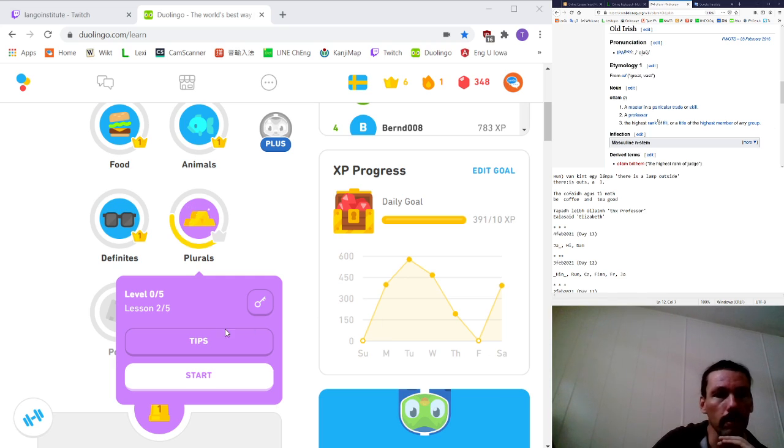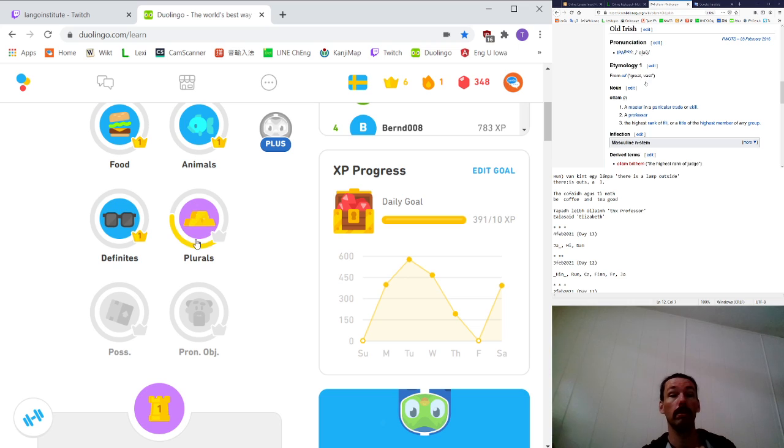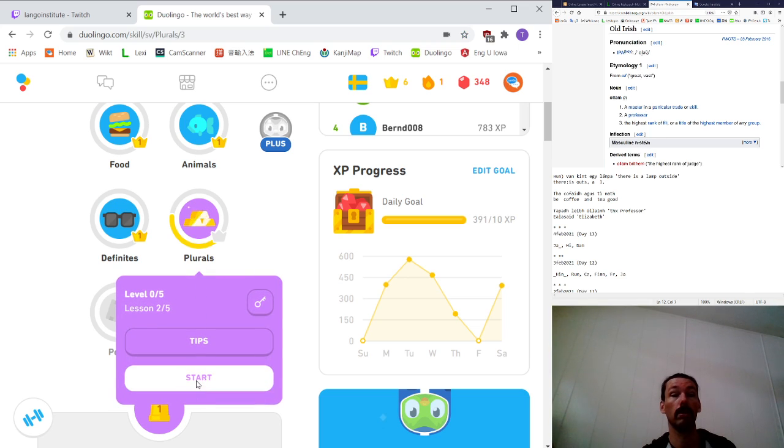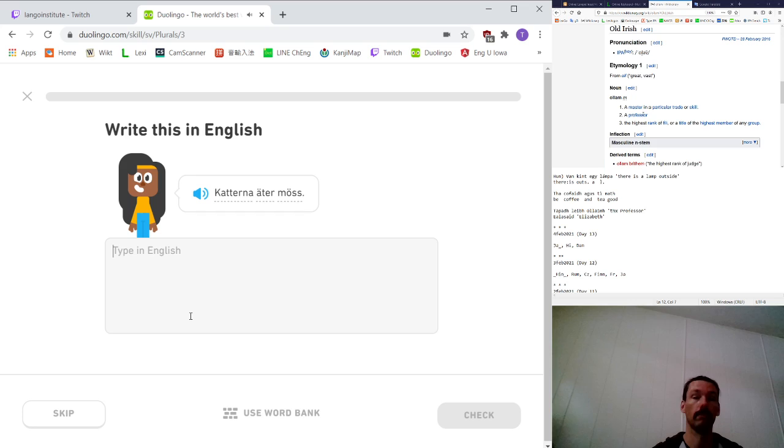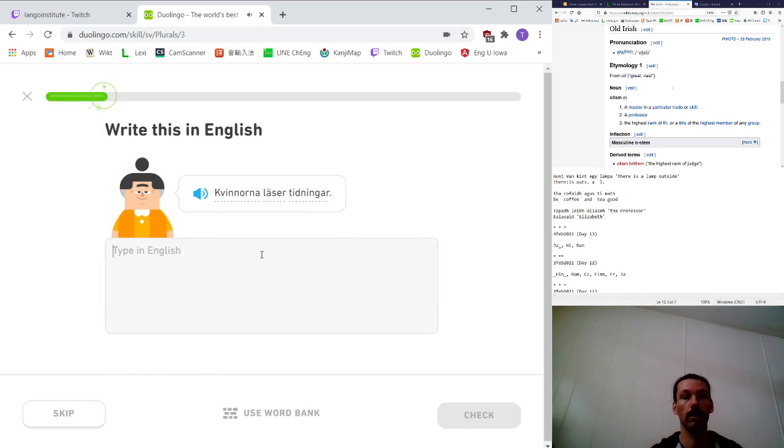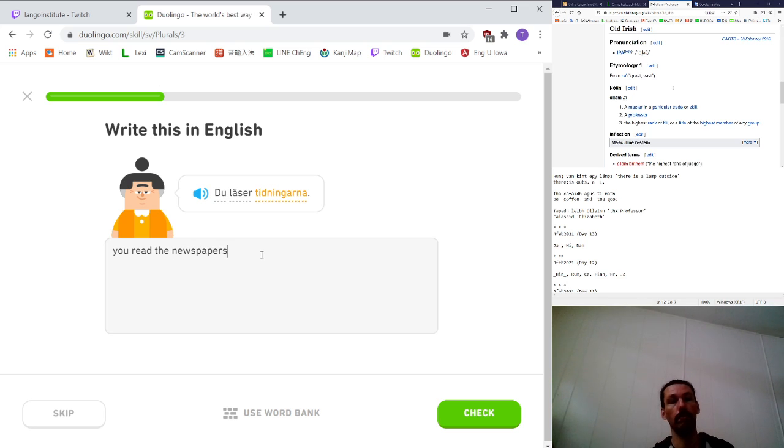We've been doing 50, so yeah, time for a few more, and we've got a few more here in plurals. That might just be perfect. Katterna äter möss. Here we see a noun form that is both plural and definite. The cats eat mice. Kvinnorna läser tidningar. Another one, the women, definite and plural. Läser, read, newspapers, plural. Du läser tidningarna. Plural definite. You read the newspapers.